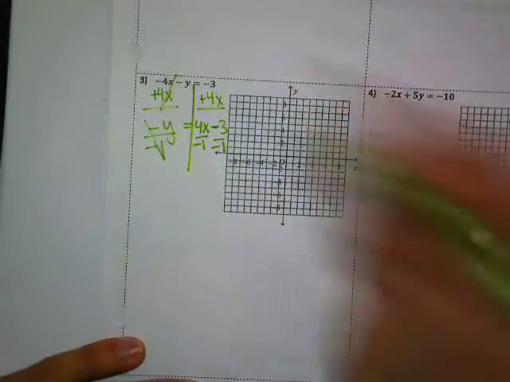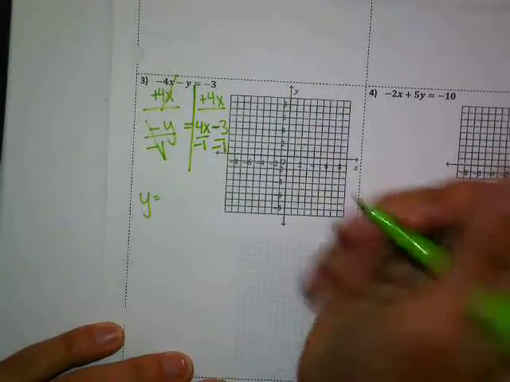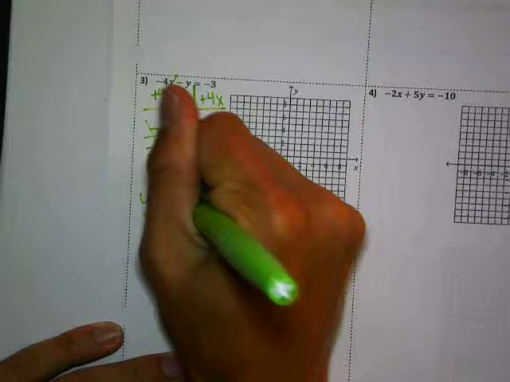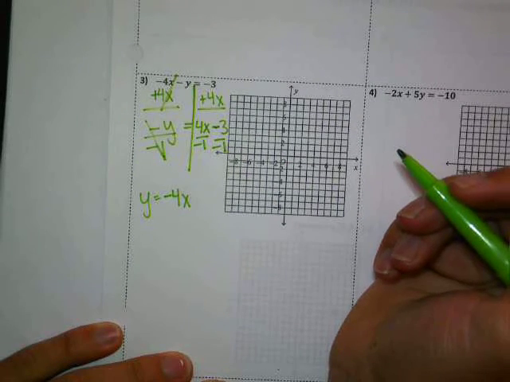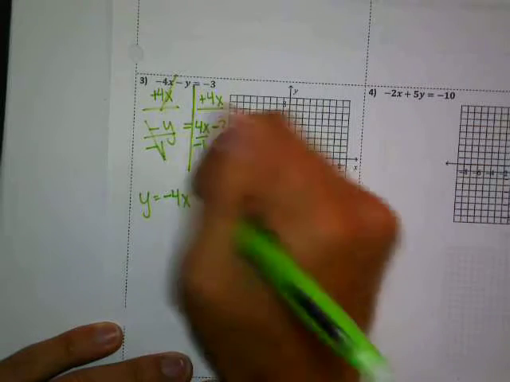Alright, so that goes away. So now y is by itself. 4 divided by negative 1 is negative 4x. Plus 3. Yep.